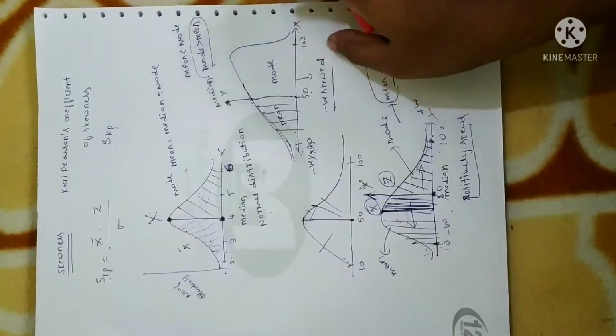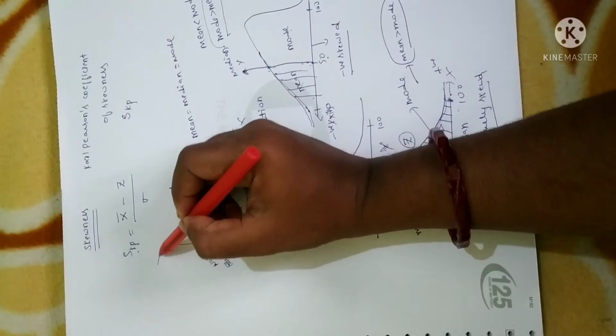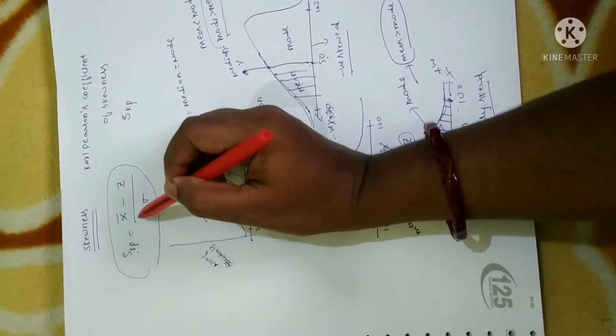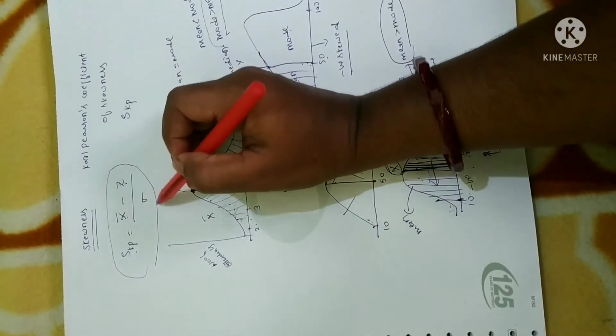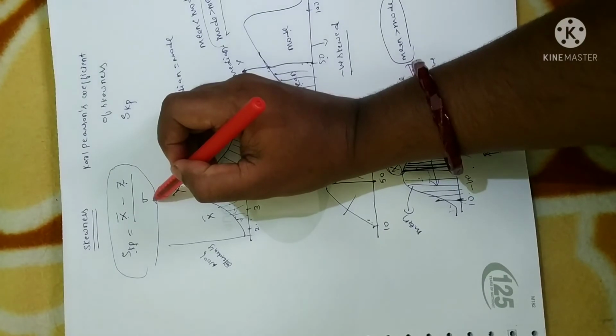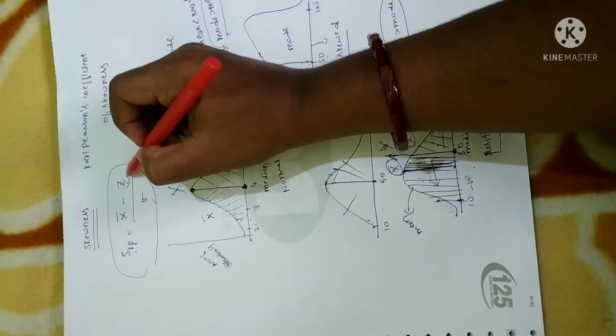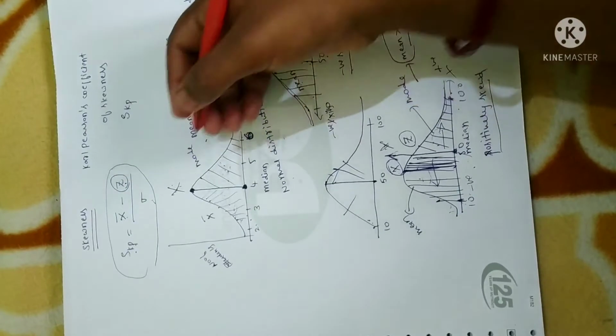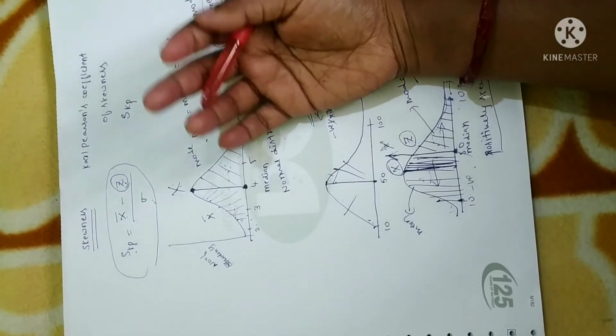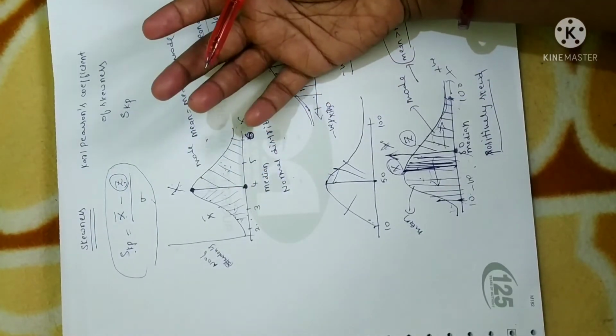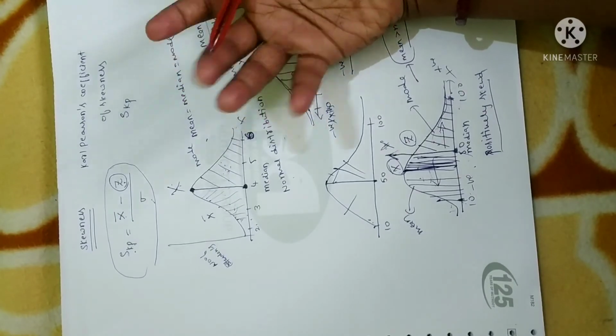Now coming to the formula, as I just told you, to find the skewness you are going to use this formula, where x bar is the mean, z is the mode, and sigma is the standard deviation, right? Suppose in ungrouped data, whichever value is repeated the most number of times will be the mode.